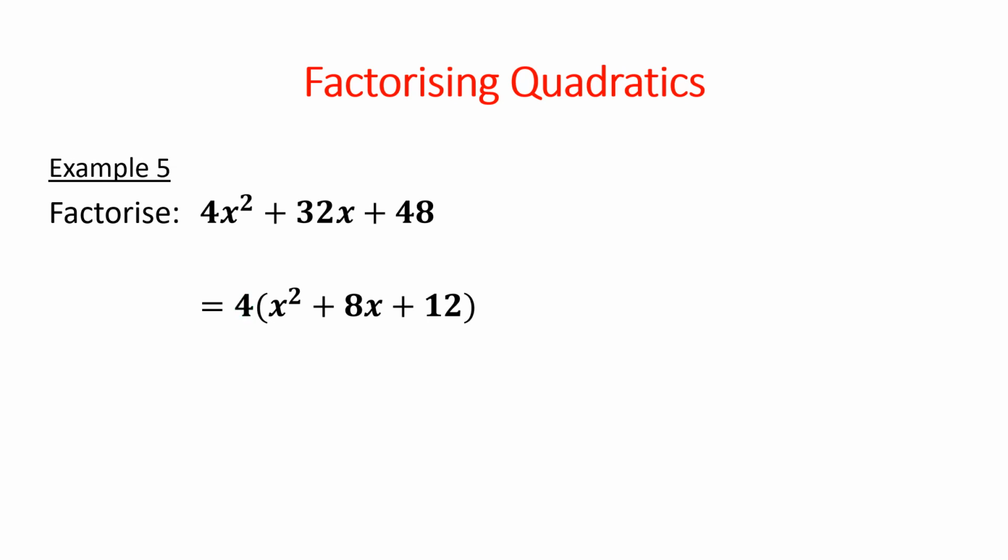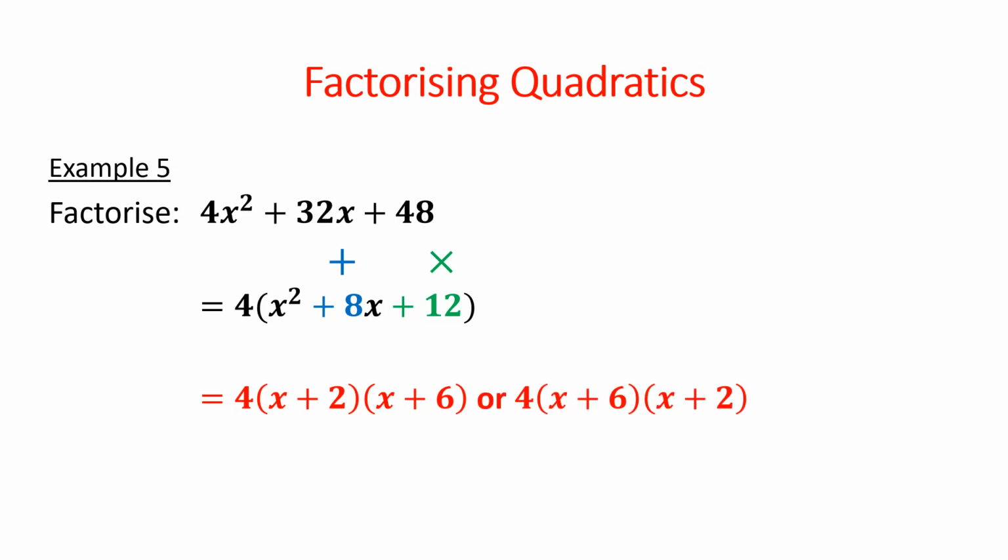Now we can look inside the brackets and continue our factorisation. We can find two factors that multiply to get 12 and add to get 8, which happen to be (x plus 2) and (x plus 6). Again, we could rewrite this as 4 times (x plus 6) times (x plus 2). Now keep in mind, please, that if we want to multiply the 4 into the brackets, we don't multiply it into both brackets. We can only multiply the 4 into one of the brackets, the first bracket or the second bracket.